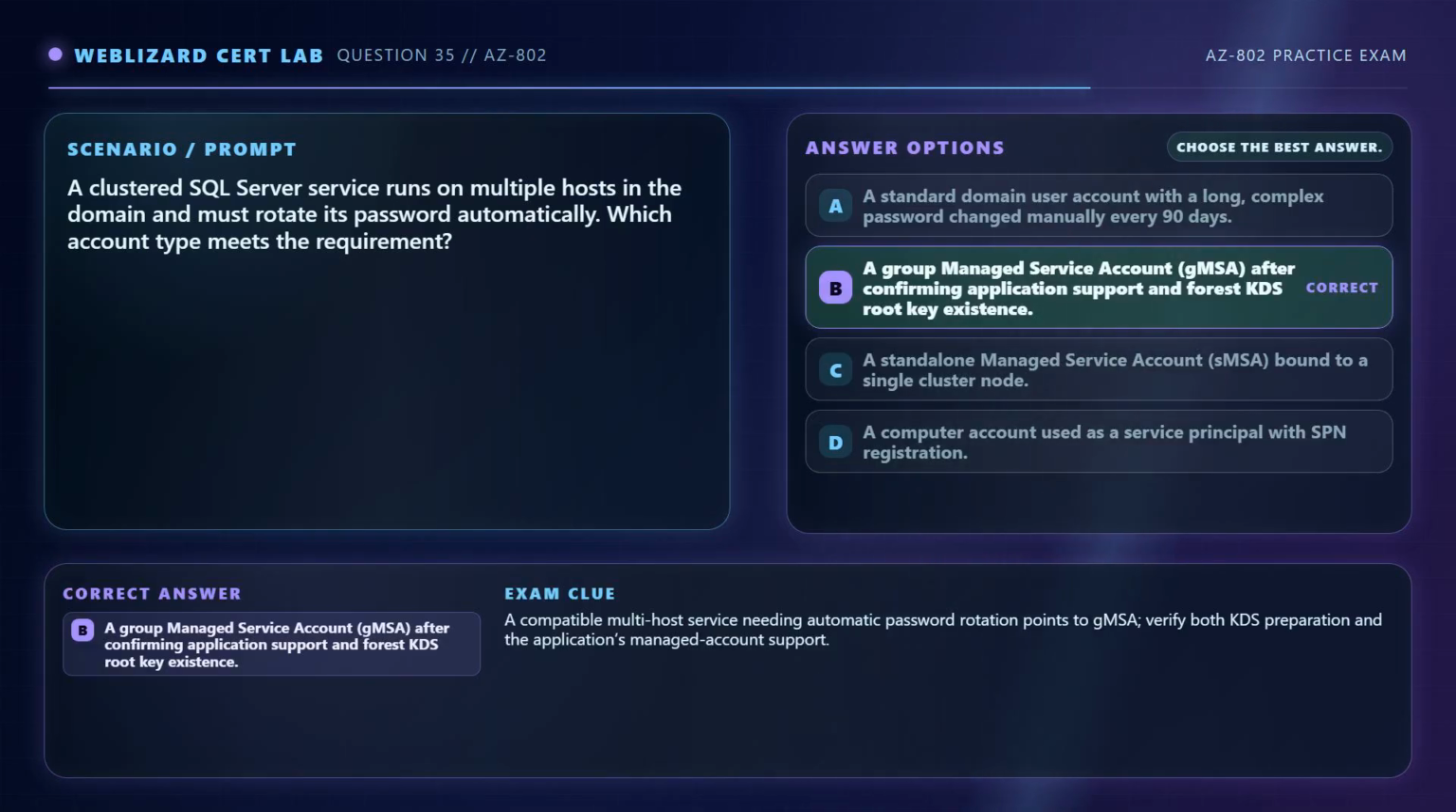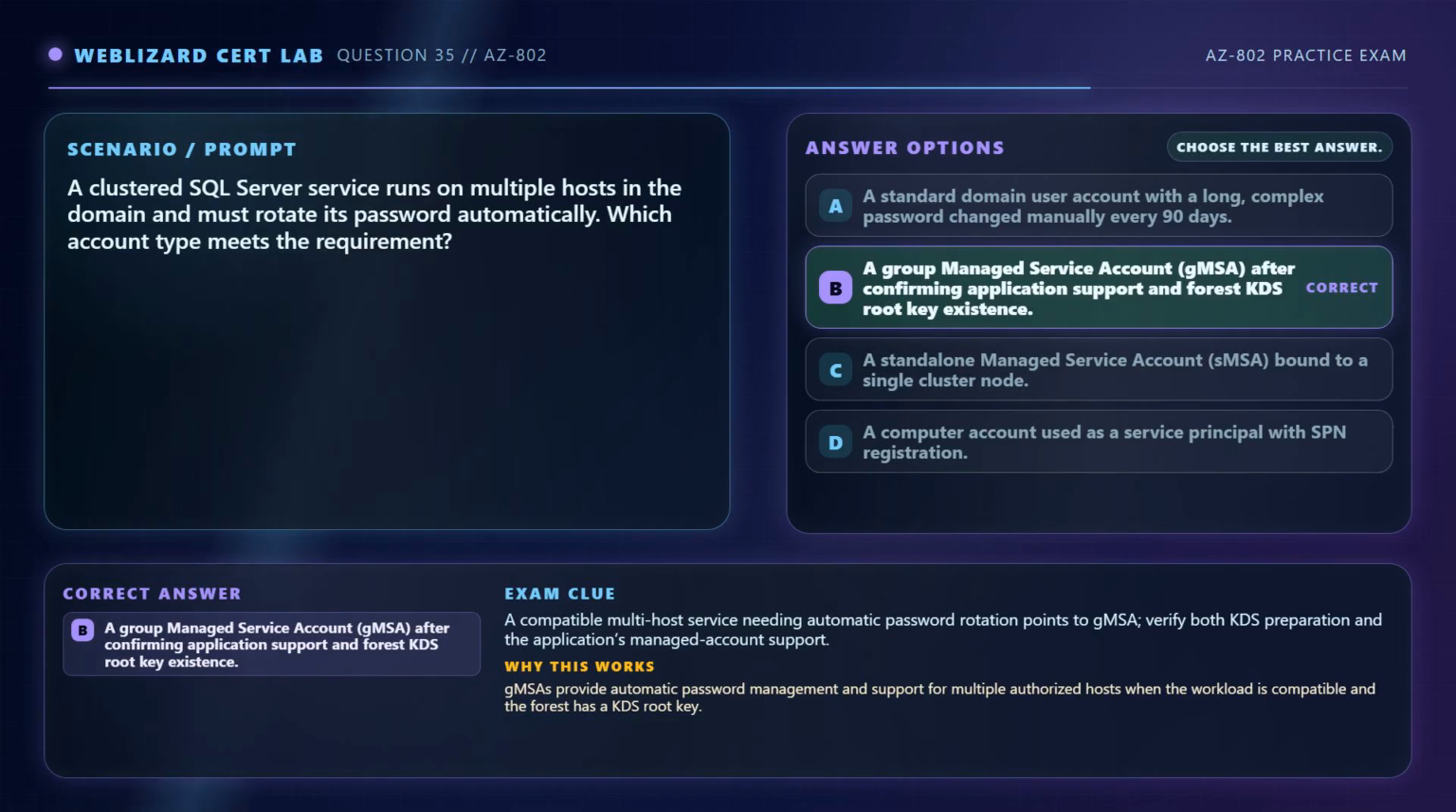The correct answer is B. A group managed service account, GMSA, after confirming application support and forest KDS root key existence. GMSAs provide automatic password management and support for multiple authorized hosts when the workload is compatible and the forest has a KDS root key. A compatible multi-host service needing automatic password rotation points to GMSA. Verify both KDS preparation and the application's managed account support.